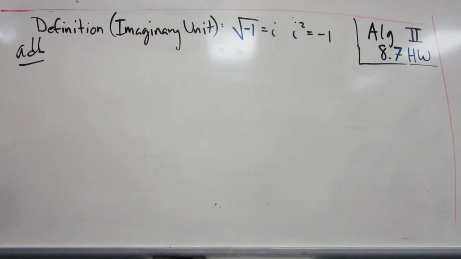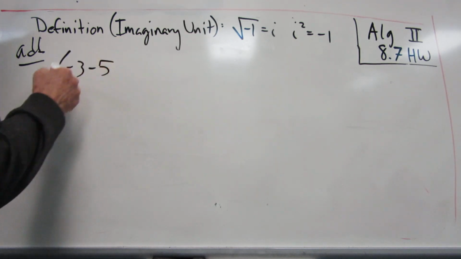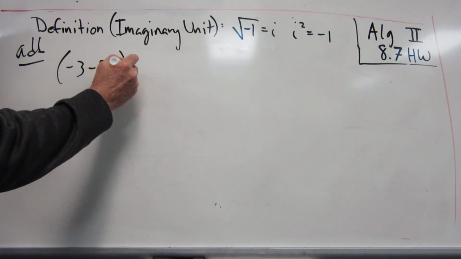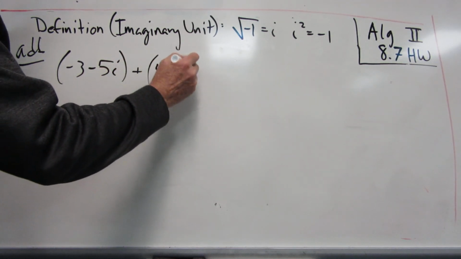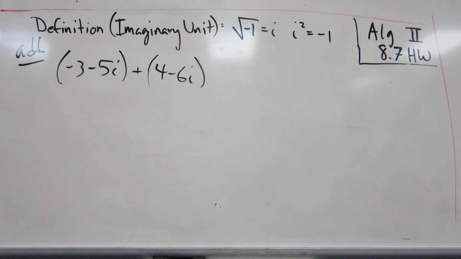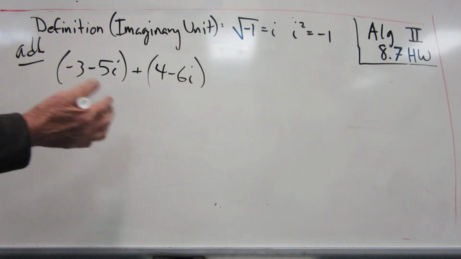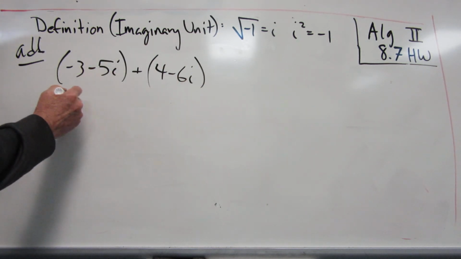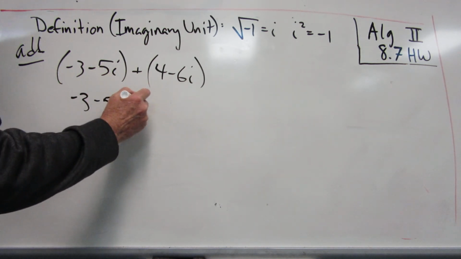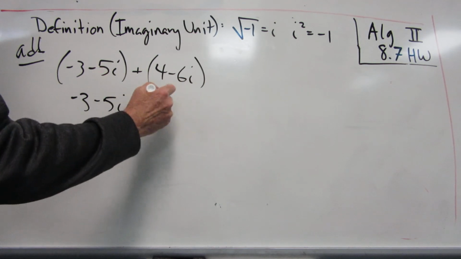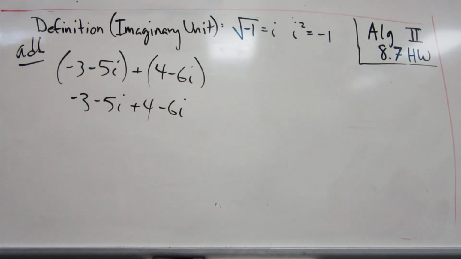Okay, so let's take a look at adding complex numbers. So let's say that I had -3 minus 5i, and I'm adding that to 4 minus 6i. So I am adding these two complex numbers. Well, let's simplify it by getting rid of the parentheses first. So this is just going to be -3 minus 5i plus 4 minus 6i. And now I'm going to combine like terms.